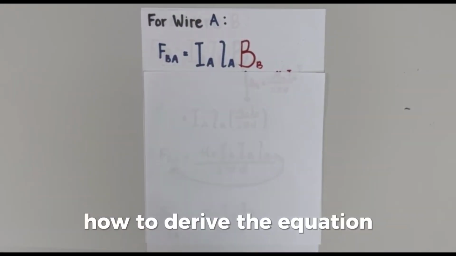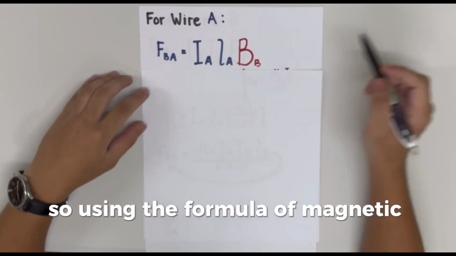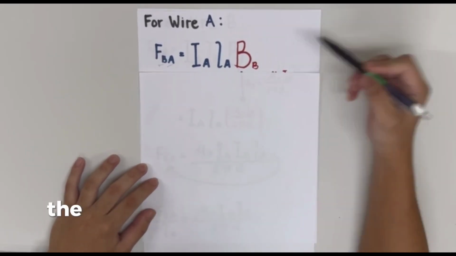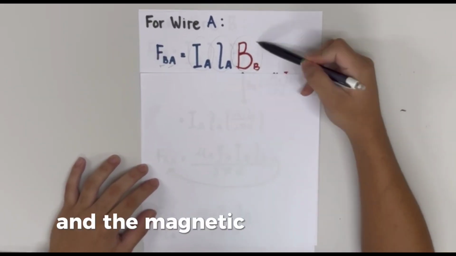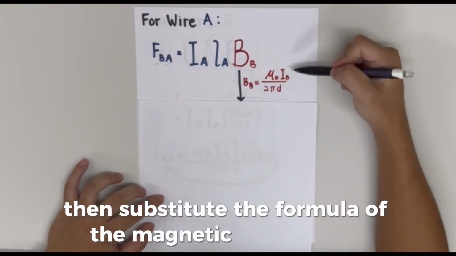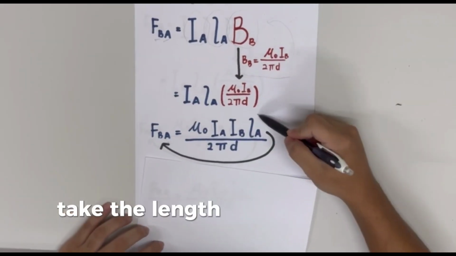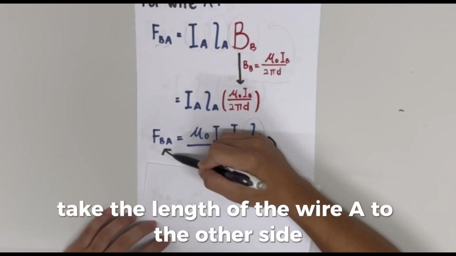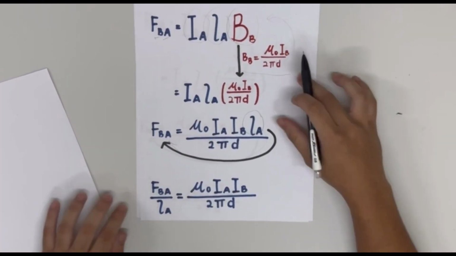How to derive the equation to get the force per unit length equation. So using the formula of magnetic force by B on A, the current of wire A is multiplied by the length of wire A and the magnetic field of wire B. Then substitute the formula of the magnetic field of wire B into the formula. After that, take the length of the wire A to the other side so that we can get the formula of force per unit length for wire A.